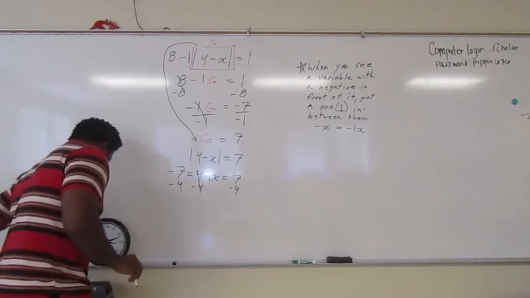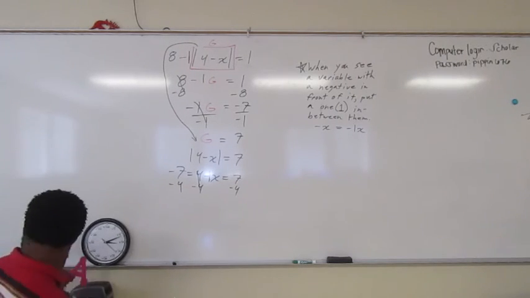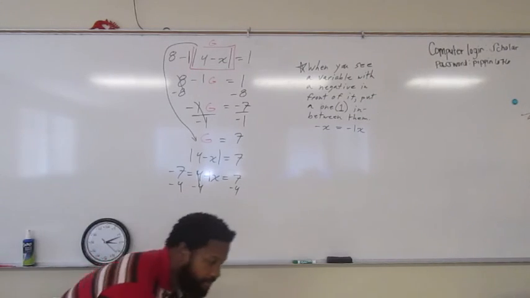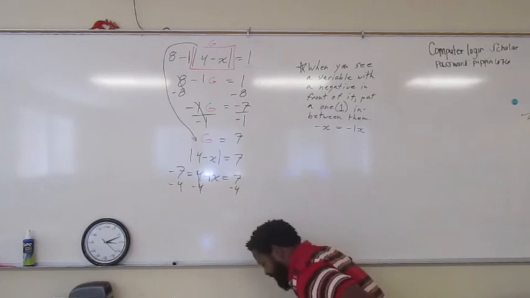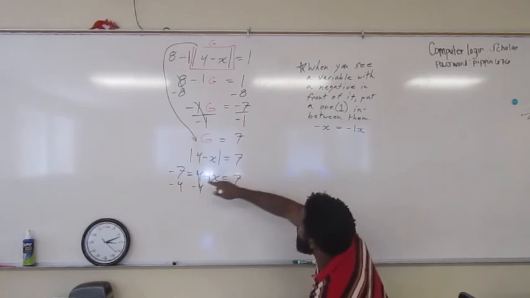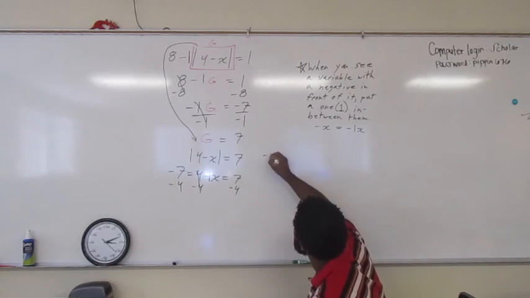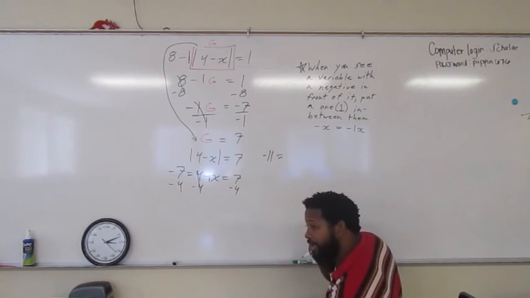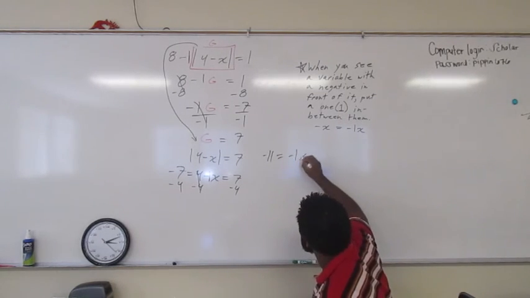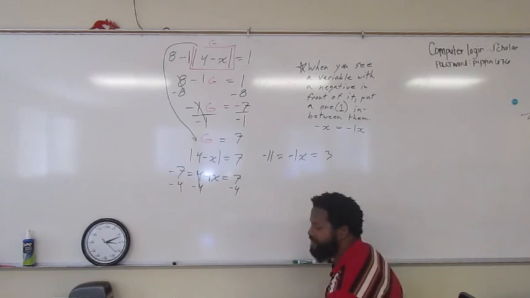Okay, so, long story short, what would be negative 7 minus 4? Negative 11. Negative 11 is equal to what? Negative 1x, which is equal to 3. Good job. It's very straightforward.